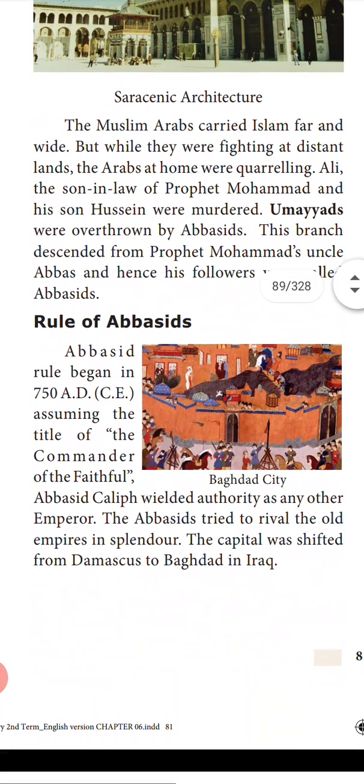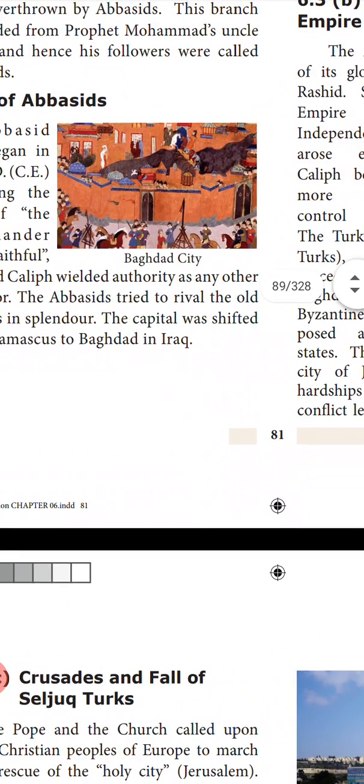Abbasid rule began in 750 AD, assuming the title of commander of the faithful. The Abbasid caliph wielded authority as any other emperor. The Abbasids tried to rival the old empires in splendor. The capital was shifted from Damascus to Baghdad. Now, while the Umayyads ruled, they kept Damascus as their capital, but the Abbasids shifted the capital from Damascus to Baghdad in Iraq.